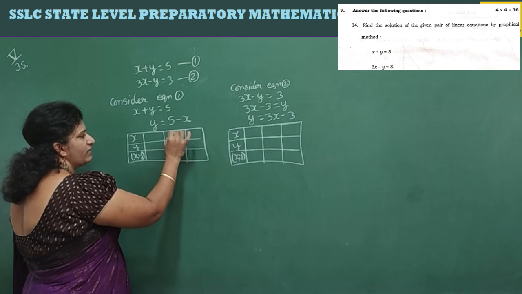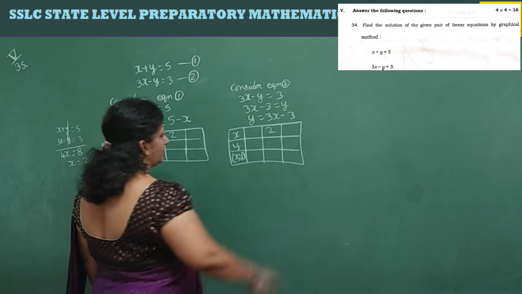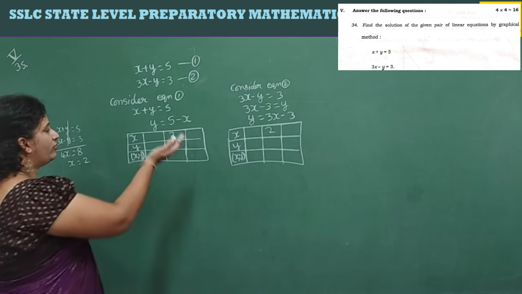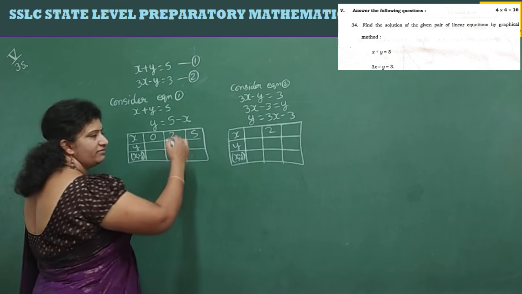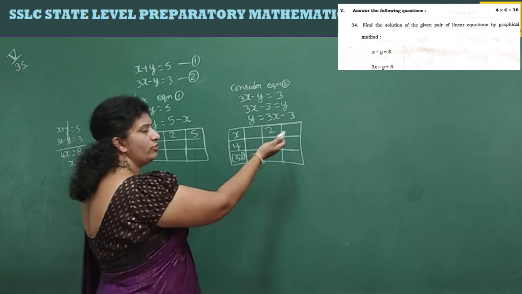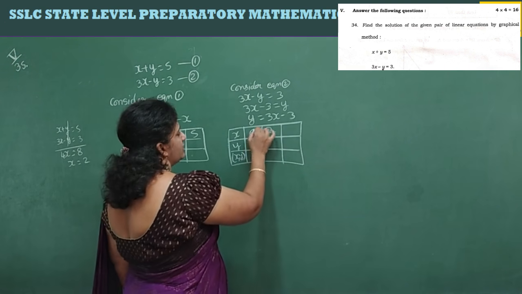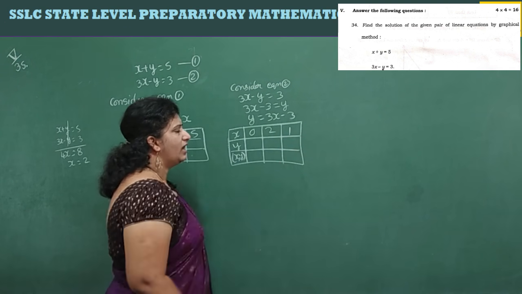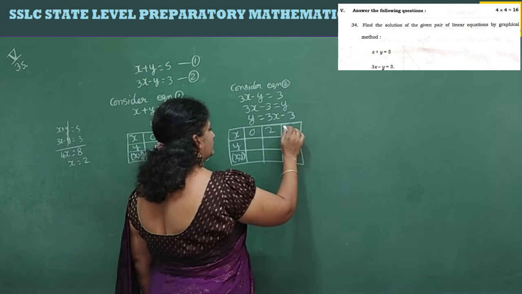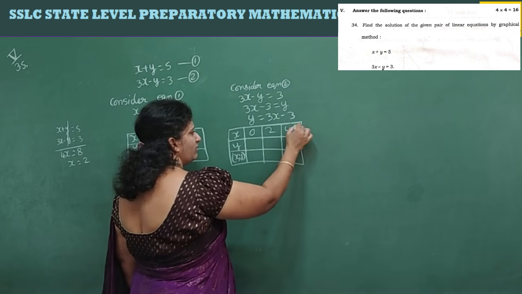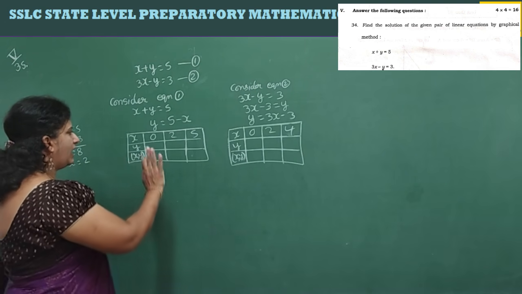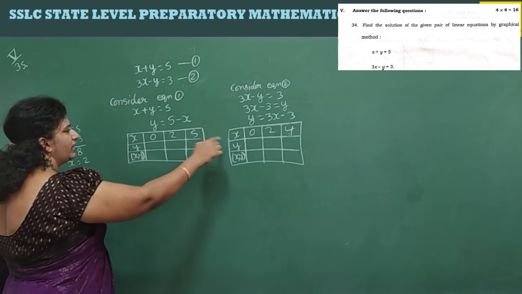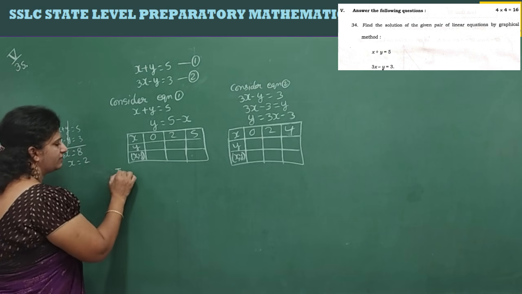And now put that x value in the middle of the table. Right? 2 before any other number, 0. 2 after any other number, 5. And here, 2 before any number, 0. After any number, I'll take 4. Any numbers you can take, children. So now, whatever x you have taken, substitute in this.